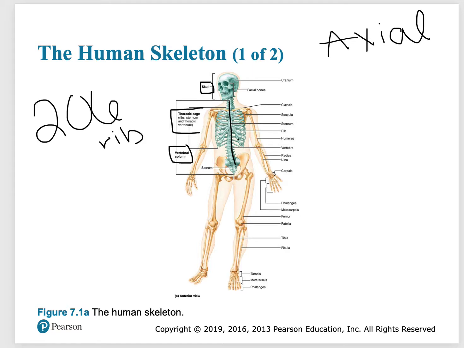So these all have very important protective functions right here for the middle. Of course, the skull is going to protect the brain. The vertebral column is going to protect our spine, and the thoracic cage is going to protect those really important organs that we have in our chest cavity, such as our heart and lungs. So that is the axial skeleton.